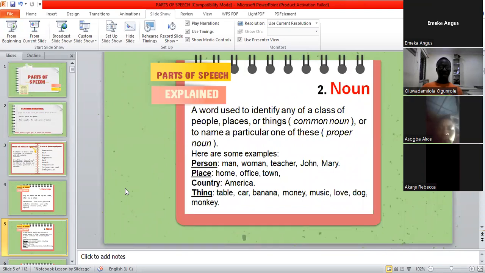So anytime you find anything that has a name, put it in your mind and be able to assert that that is a noun.